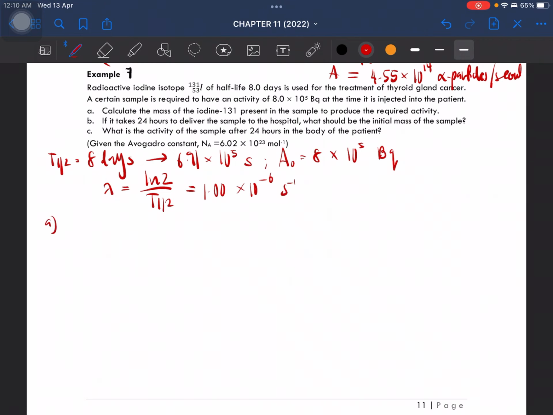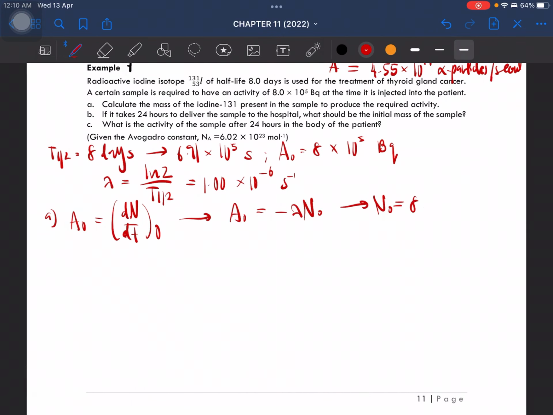So the mass of the iodine needed to be present in the sample to produce the required activity. We know that A naught is equal to the decay rate, this is the initial, and we can also write it as lambda N naught. From here you can calculate the number of nuclei. You get 8 times 10 to the power of 11 nuclei. From here you then calculate the mass, that is N over Na times the molar mass. You will get 1.74 times 10 to the negative 10 gram. That is the mass of the iodine.